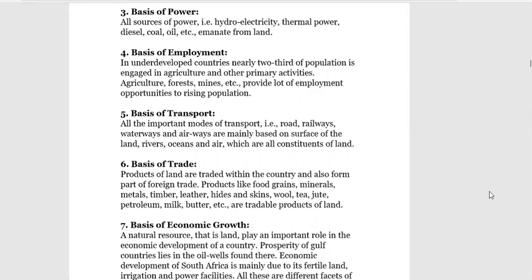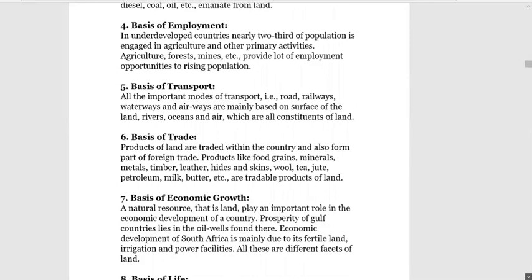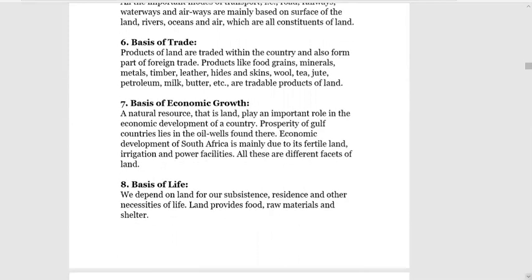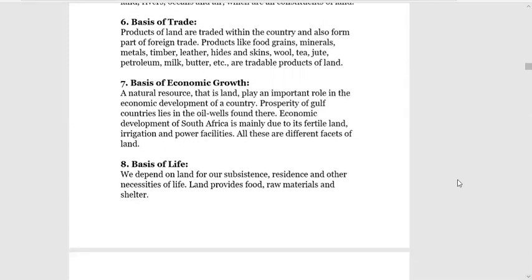It's a basis of trade. If we talk about the economic growth of a country, whenever production comes, employment grows, the generation of money will come. The government will get more and more revenue. What will happen? The entire economic growth of a country grows.